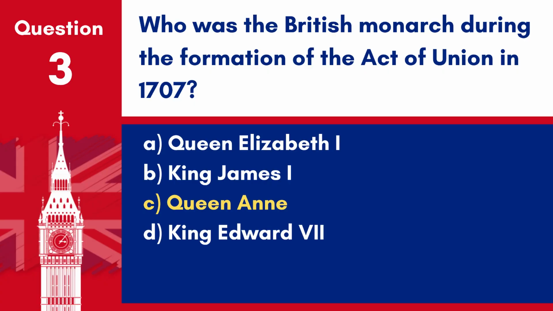Answer. C. Queen Anne. Queen Anne was the monarch during the formation of the Act of Union in 1707, which unified the English and Scottish parliaments.